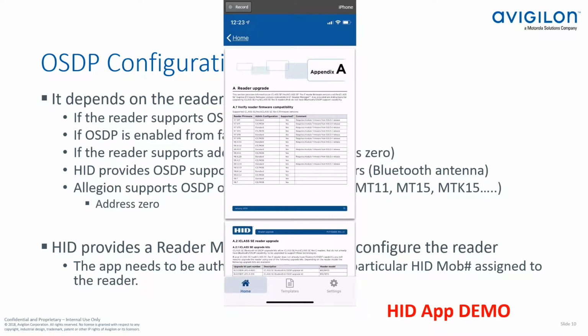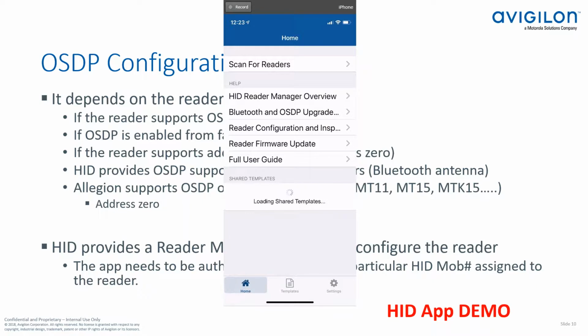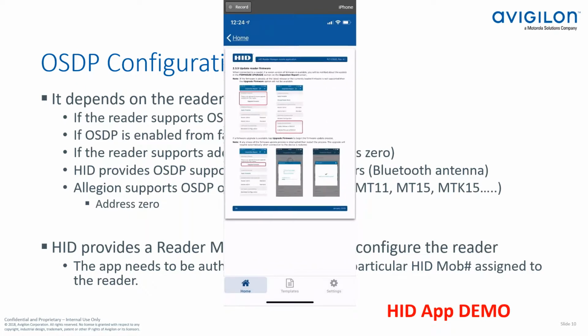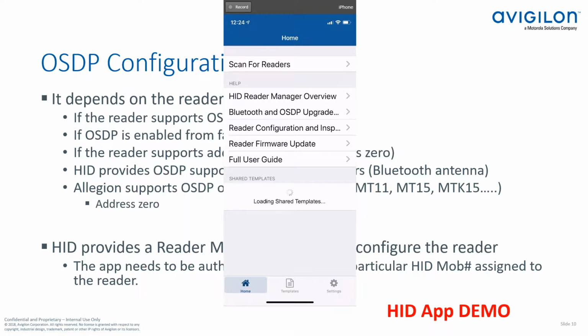Can I add the Bluetooth antenna in the back and make the reader become OSDP compatible? And now I'm talking exclusively about HID readers. So this is the HID application. Firmware update: how would you do a firmware update? There is a little instruction here on how to do that, and then there is a useful guide. This is a full guide for that.